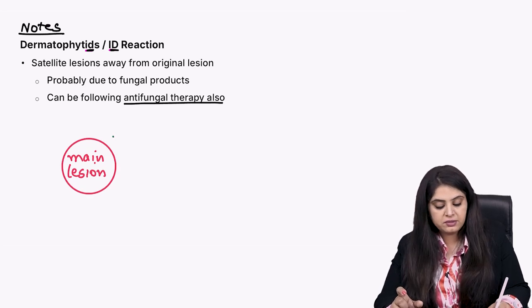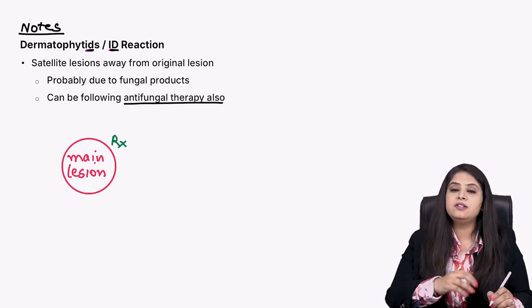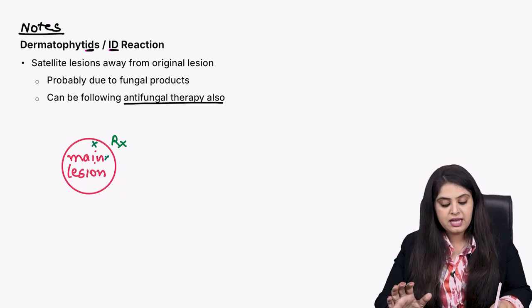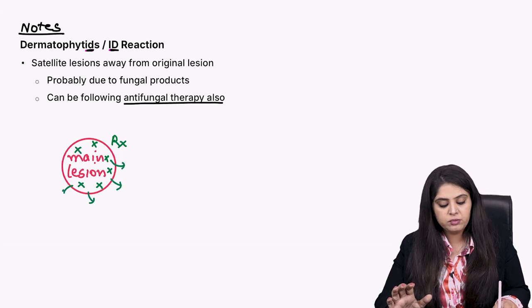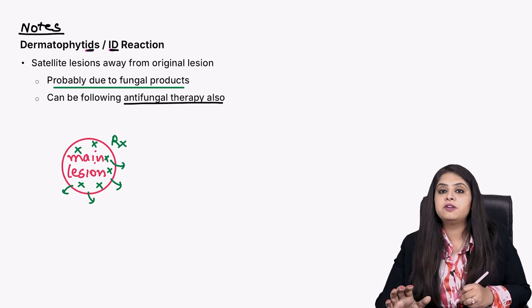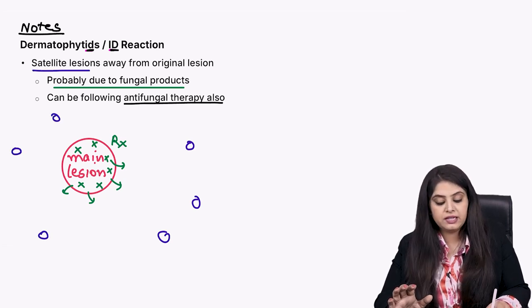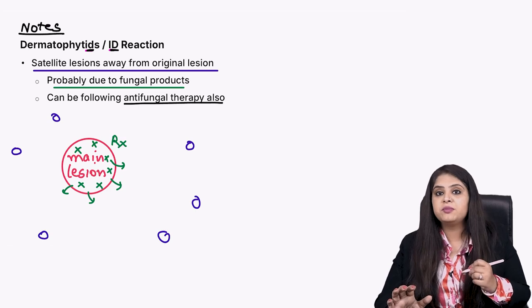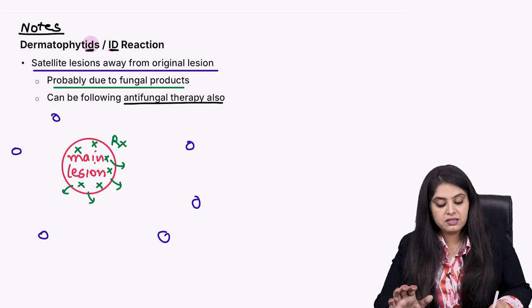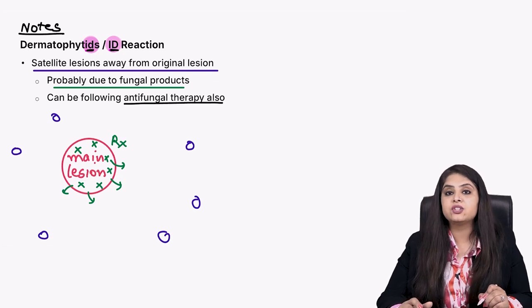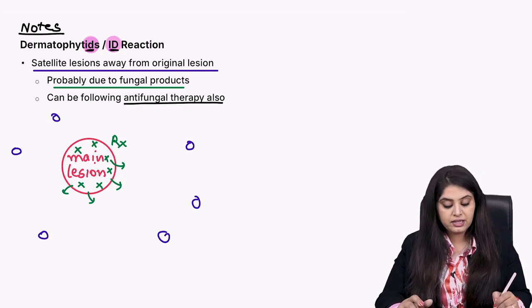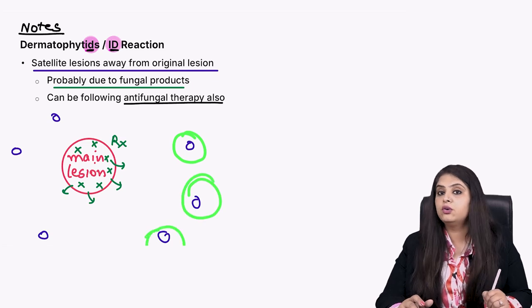You started giving some therapy. Don't you think therapy will go and will start killing these fungal organisms? As soon as the fungal organism is killed, there will be some products that are going to be released. There is release of some fungal products, and because of this, now some other lesions will start forming away from the main lesion. So satellite lesions will form away from the main lesions, and that is known as the dermatophytid or ID reaction.